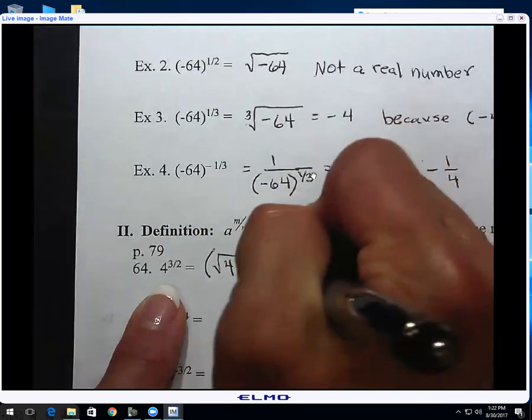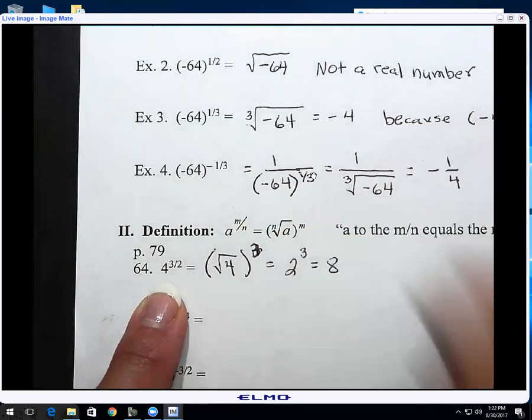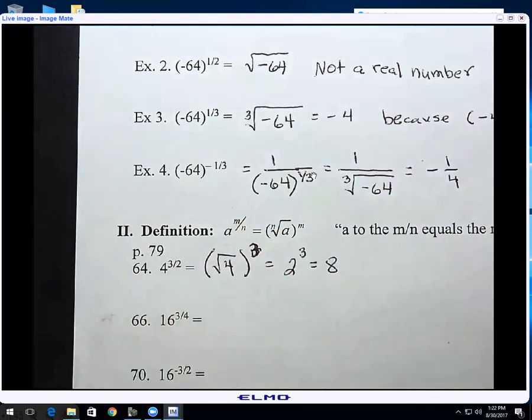So I can do that. Square root of 4 is 2. Cubed is 8. 4 to the 3 halves is 8.